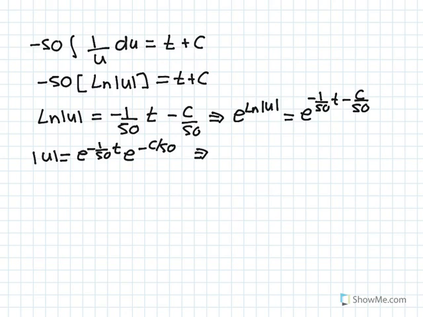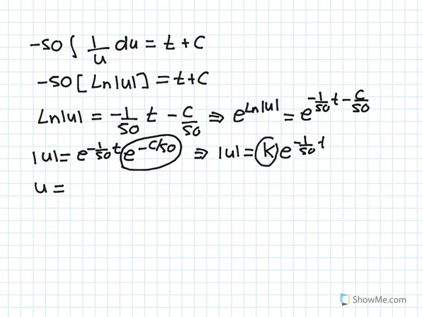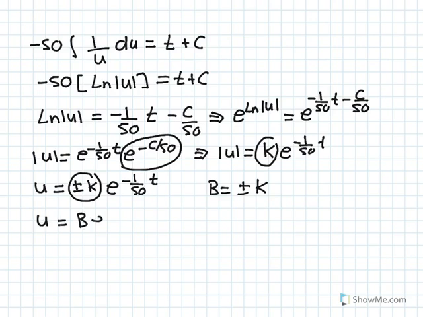So now let's write this as absolute value of u is equal to k times e to the negative 1 over 50 t. Because e to the minus c over 50 is a constant, we just replace that by k. Now let's remove the absolute value, and we get u is equal to plus or minus k e to the negative 1 over 50 t. And plus or minus k, we can just change that to b. Let's say b is equal to plus or minus k, and b will be determined from the initial condition. So we have u is equal to b e to the negative 1 over 50 times t.